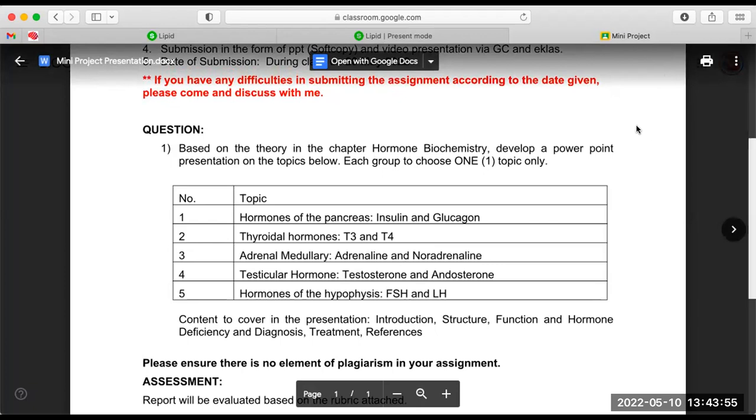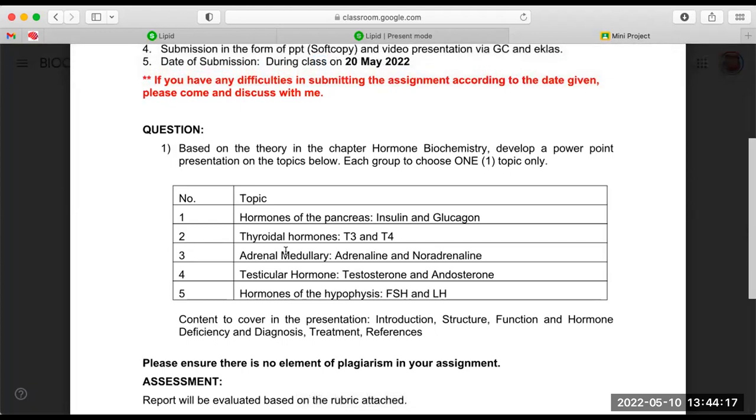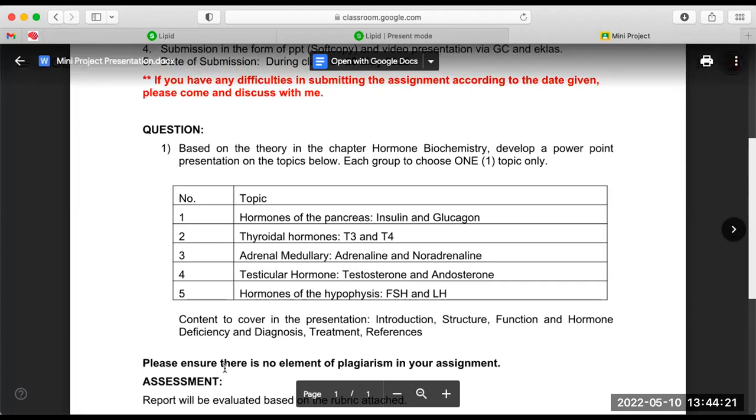Okay, and then next would be hormone deficiency, but you don't have to limit yourself to deficiency only. It can be abnormalities in secretion. If there is too much of the hormone, what will happen? So you can pick, because diseases related to hormones are a lot. So pick only 1 to 2 diseases and focus your presentation on them.